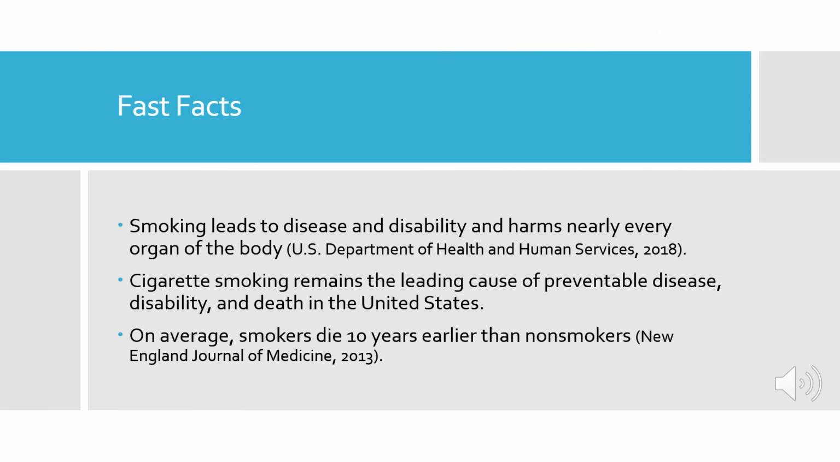Some fast facts about tobacco use. Smoking leads to disease and disability and harms nearly every organ of the body. Cigarette smoking remains the leading cause of preventable disease, disability, and death in the United States. And on average, smokers die 10 years earlier than non-smokers.